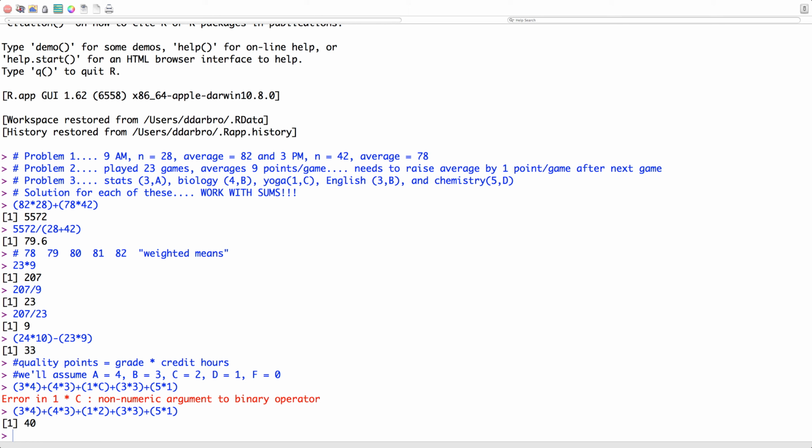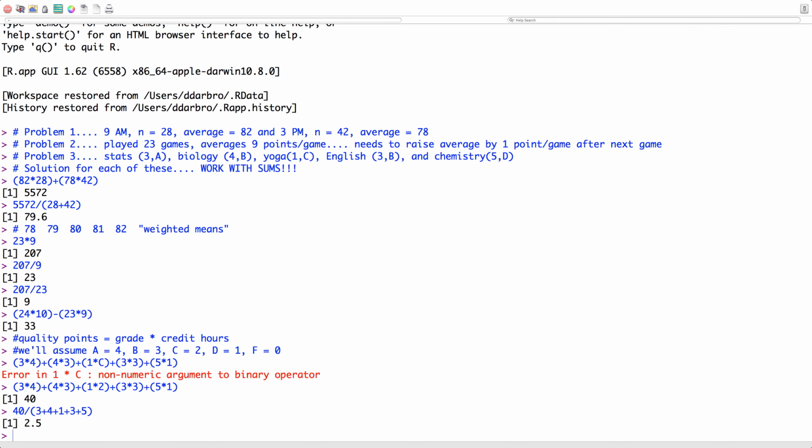What we now need to do is take the total quality points and divide by the number of credit hours that this student took. So we have 3 from statistics, 4 from biology, 1 from yoga, 3 from English, and 5 from chemistry. So this student ended up with a 2.5 GPA for the semester.